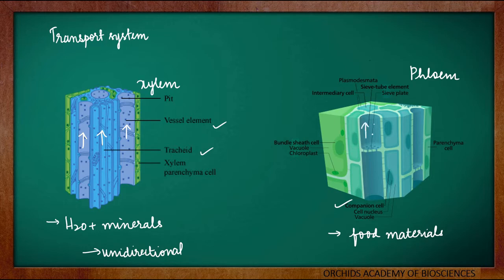So in phloem, inside the sieve tubes, the transport of food is bidirectional. In case of xylem, it is unidirectional, that is only upward movement of water. But in case of phloem, the food has to be transported to all the parts. That is why the movement of food materials inside the phloem is bidirectional, that is both upward and downward direction.